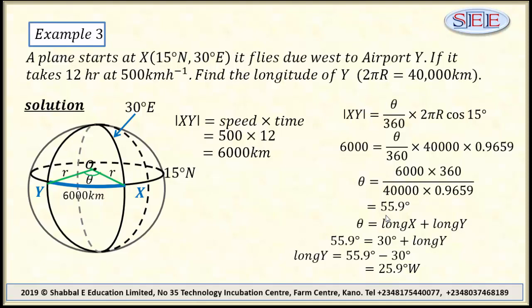The direction is west because we have added. If you put east, then you are wrong. East means you subtract, but it's not subtraction that we need to do because the size of theta is bigger than 30 degrees. This is how we answer this problem.